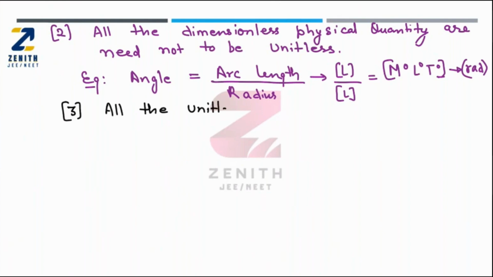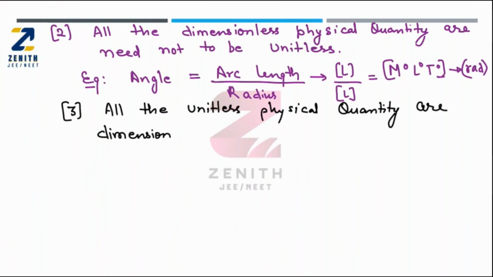But the third point, all the unitless physical quantity are dimensionless. बट ये स्टेटमेंट ट्रू है कि सारी यूनिटलेस जिनकी कोई यूनिट नहीं है वो फिजिकल क्वांटिटी डेफिनेटली डायमेंशनलेस होंगी. ओके.